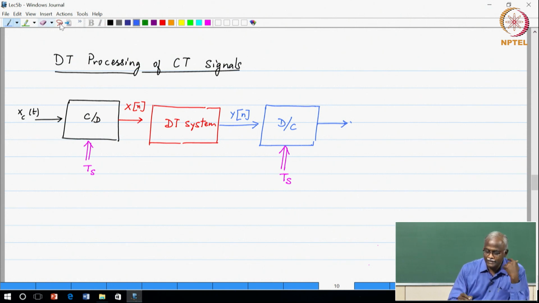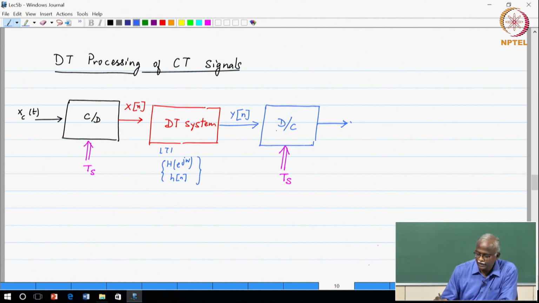So I have xc of t, which I want to take into the discrete domain through a C to D converter, with sampling period Ts specified to avoid aliasing, to produce a discrete time signal x of n. Pass it through a discrete time system. We would always want it to be an LTI system, where we can represent it in terms of the impulse response h of n or the frequency response H e to the j omega. That will produce y of n, which I will then take through a D to C converter, and this will become my reconstructed signal.